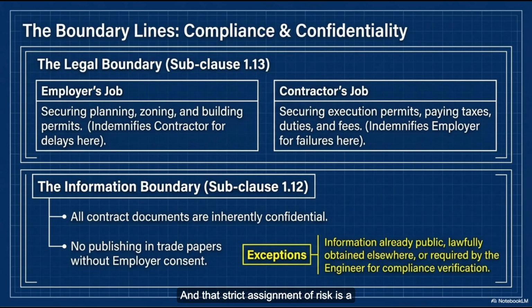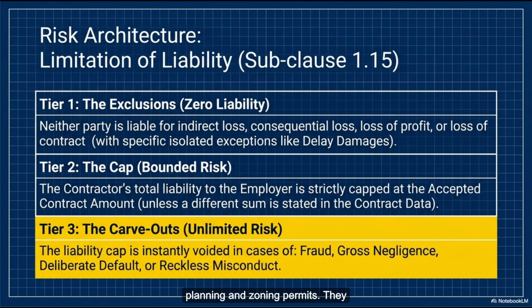And that strict assignment of risk is a perfect bridge into how the contract handles liability in the law. Because the financial consequences of these mega projects going sideways are so catastrophic, the contract goes out of its way to cap the fallout. Yeah, the division of legal compliance is actually highly practical here. The employer owns the land, so they are responsible for securing the high-level planning and zoning permits. They navigate the local politics. Well, the contractor handles the execution permits, right? They get the permissions to shut down highways, to move giant turbine blades, they pay the import taxes, they deal with customs, they handle the logistical reality of building.